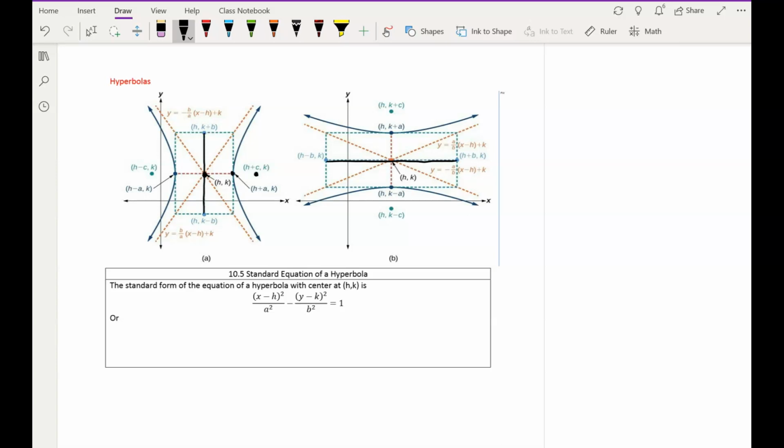So what you want to do here, and actually, excuse me, I want to correct myself. Maybe I did have that right. The transverse axis is the part that connects these vertices here. So this would be an example of having a horizontal transverse axis. This is a vertical transverse axis.